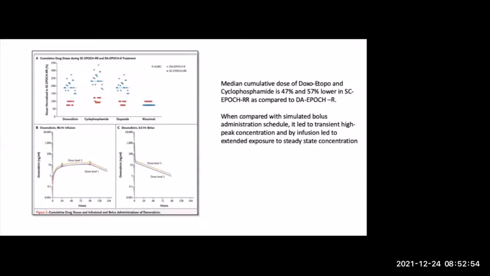When compared with the simulated bolus administration schedule, the bolus administration had transient high peak concentration, whereas the infusion led to extended exposure to steady state concentration, which was the principle of the EPOCH regimen, and it proved that it was efficacious.